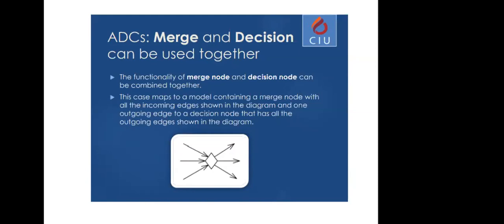But there are cases on the internet, for those who might be curious, they might look up. So if you see a merge and a decision being used together in an activity diagram, it doesn't mean that it's wrong, but it's a very, very rare case. I don't see it that often, and I doubt you will see it either.